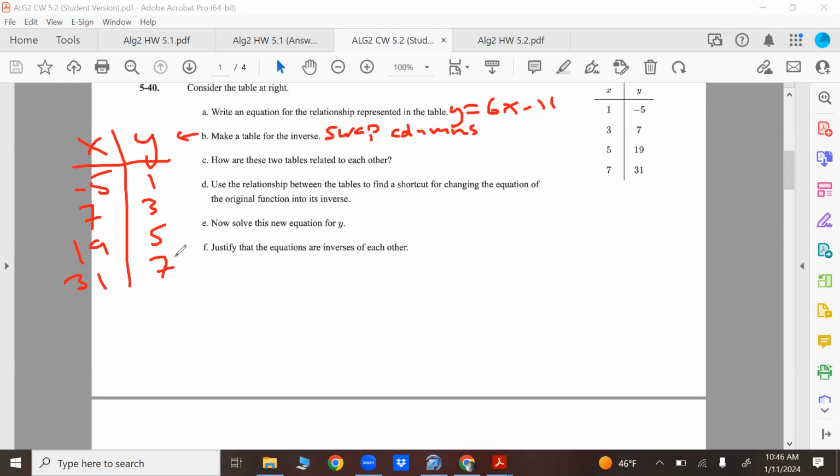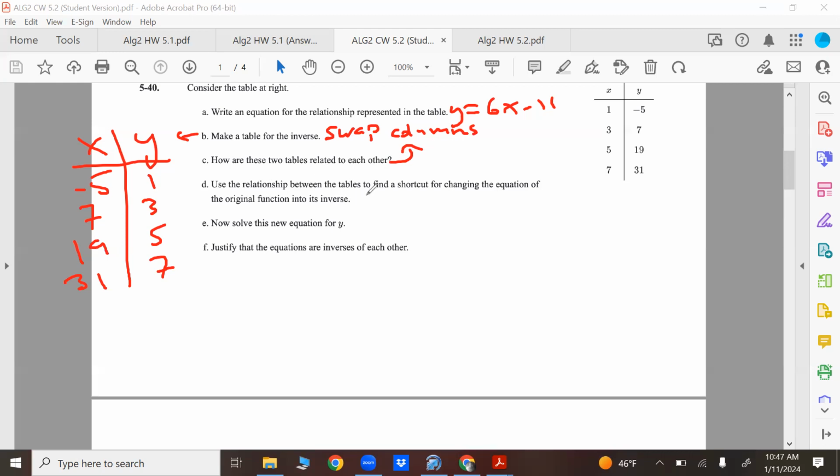Yeah, just swap the columns. That's all. So how are they related? Well, they're inverses, right? I think I already answered that question, right? How are they related? I just swapped the columns. So yeah, that's just kind of a dumb question. So C, I basically answered C in part B.